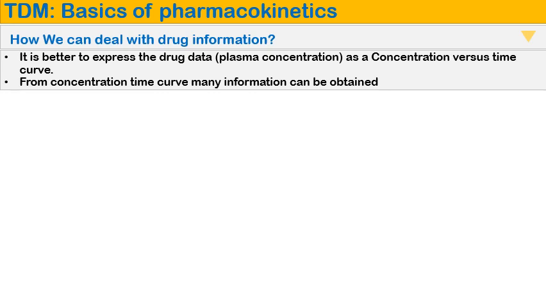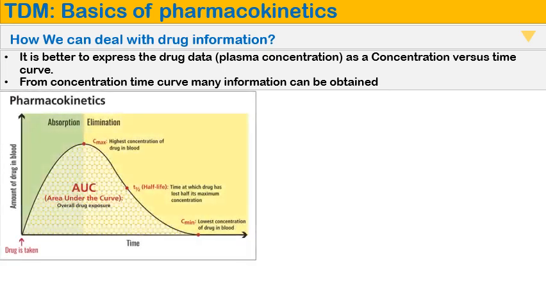As we said, this information should be expressed as concentration versus time. From concentration versus time, we can obtain a lot of information, which could be used for calculation of clearance, concentration, volume of distribution, half-life, and rate of elimination. All this information is useful for determining the safety and effectiveness of the drug.